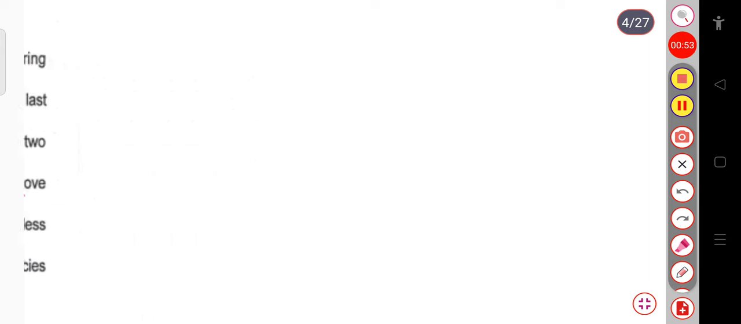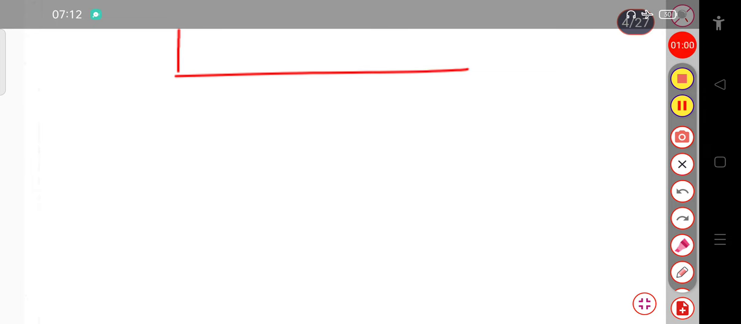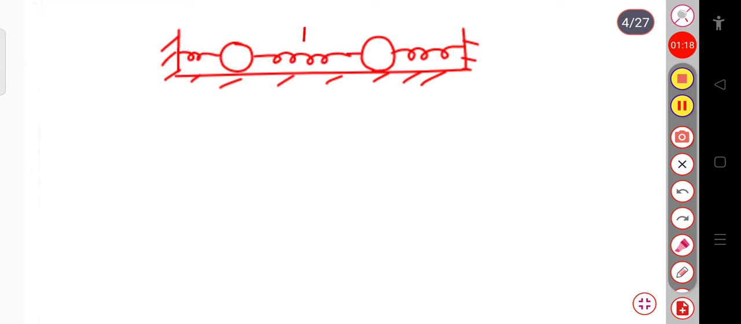In the first question I have already told you, if you consider two coupled oscillators, here this one is the wall and here another wall, this is your fixed one, and here there are two masses, this one and this one is another mass, and here these are the springs attached to it, and here this one is another spring, and in the question all the spring constants have the same value, that is k, it is given.